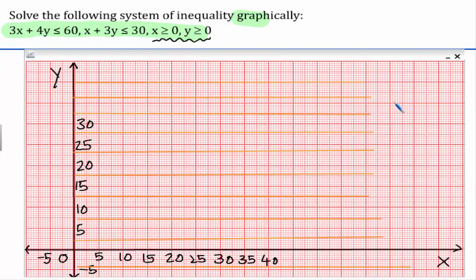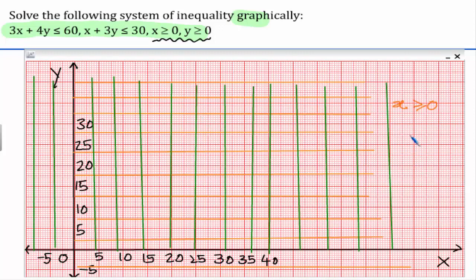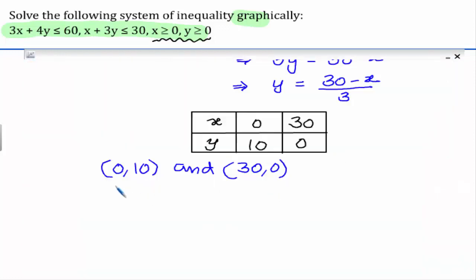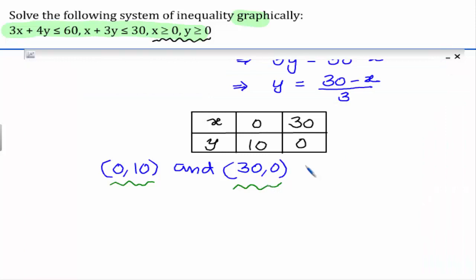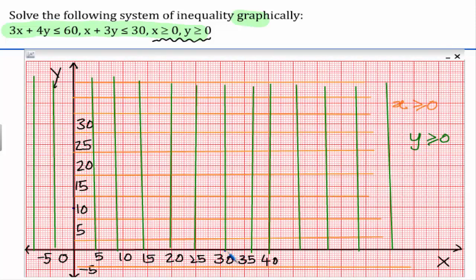So these orange lines represent x greater than or equal to 0. Now these green lines represent y greater than or equal to 0. Now let us select the points for the third inequality, which is 0, 10. 0, 10 will be here on the y-axis, and the next one is 30, 0, which is on the x-axis here. Now let us join the 2 points to draw the graph. Now here the blue line is the graph of x plus 3y is equal to 30.